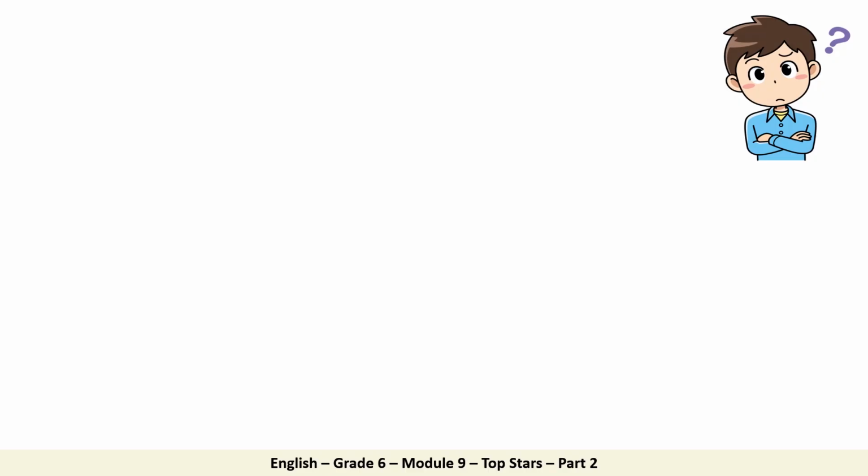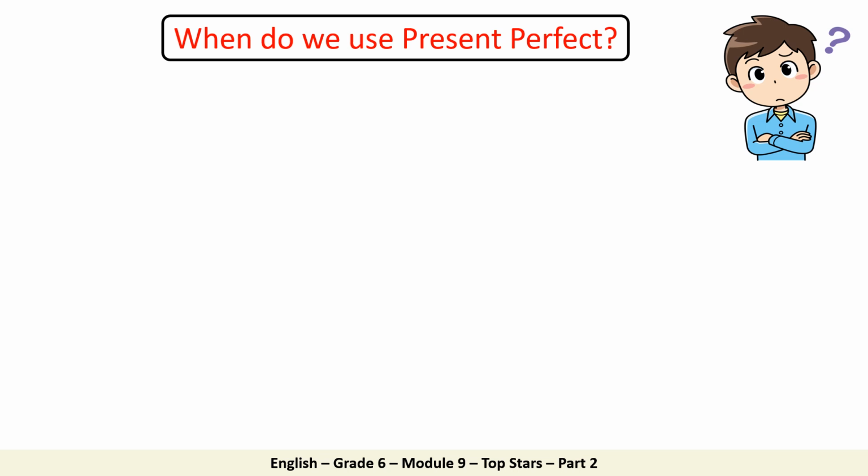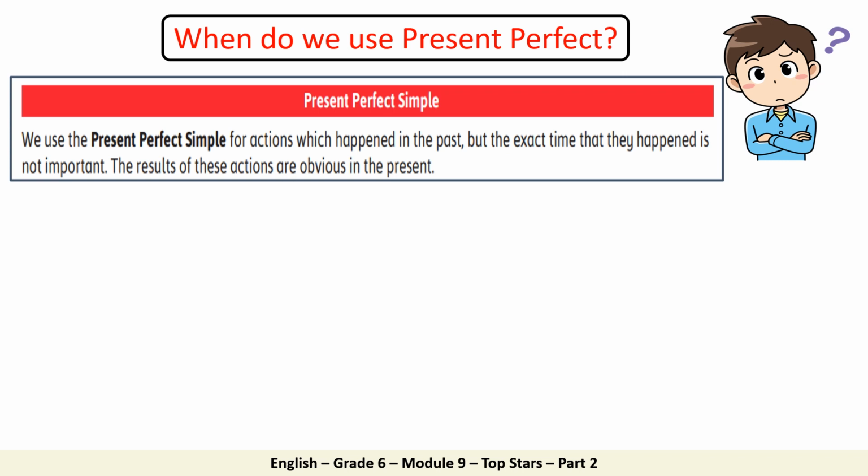Before learning about the present perfect in the negative and question forms, first, let's find out when do we use the present perfect in the first place. Well, we use the present perfect simple for actions which happened in the past, but the exact time that they happened is not important. The result of these actions are obvious in the present. This is very, very important, so pay close attention to this.